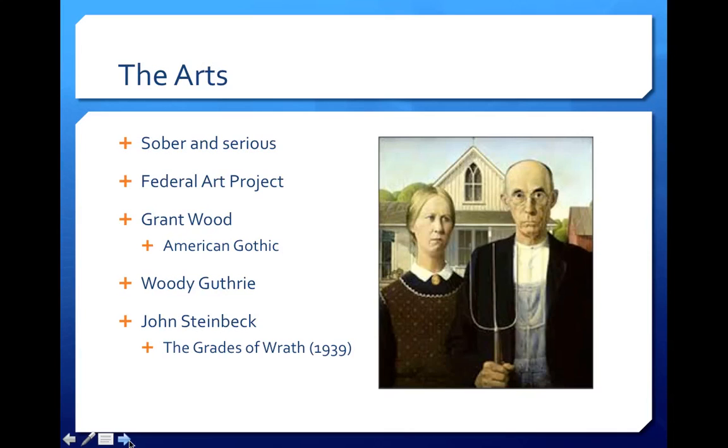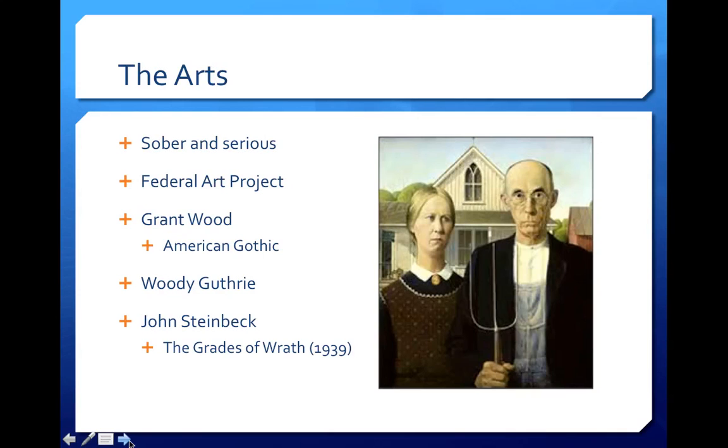Grant Wood, who is going to be a painter during this time, will create the famous painting, American Gothic, which is pictured here to the right. American Gothic, again, we see the harsh, grim reality of the agrarian society during the Great Depression.